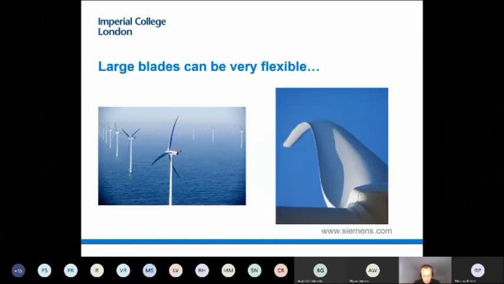I'm talking about flexibility. This is just a couple of pictures I took of wind turbines in high load conditions.